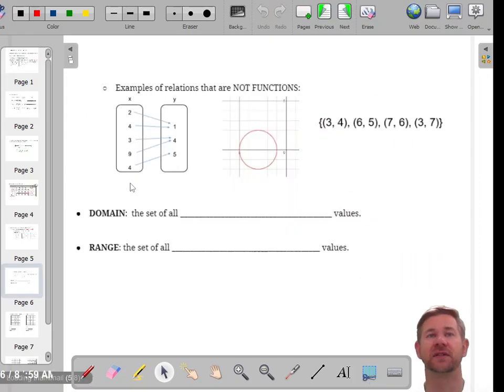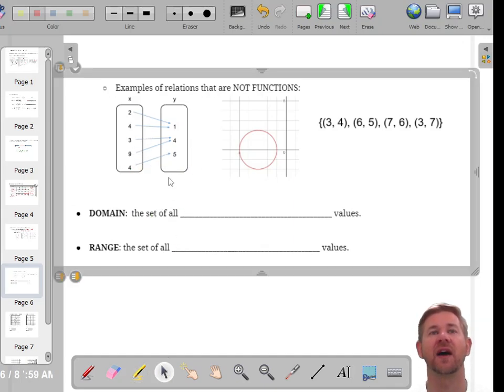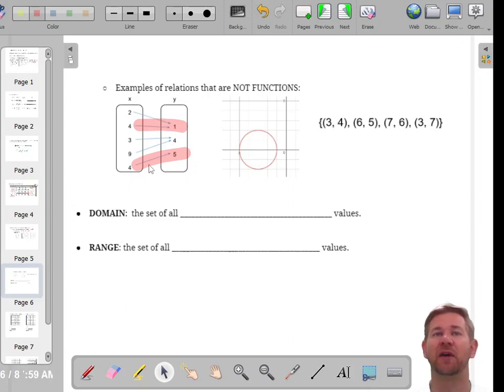Some things that are not functions. Notice, 4 goes to 1 and 4 goes to 5. That's not a function. If I hit 4, I should always get the same output. If I hit 4, I should always get 1. 4, 1, 4, 1, not 4 and 5. So because an x repeats, this is not a function.